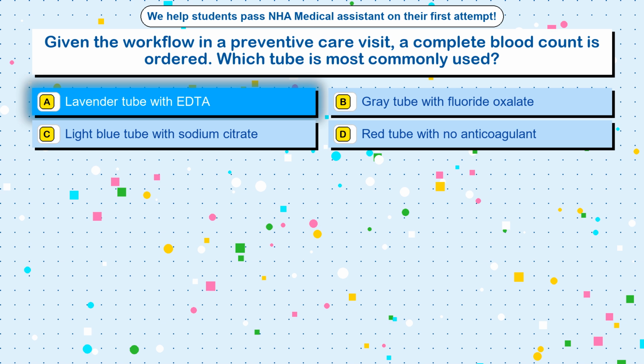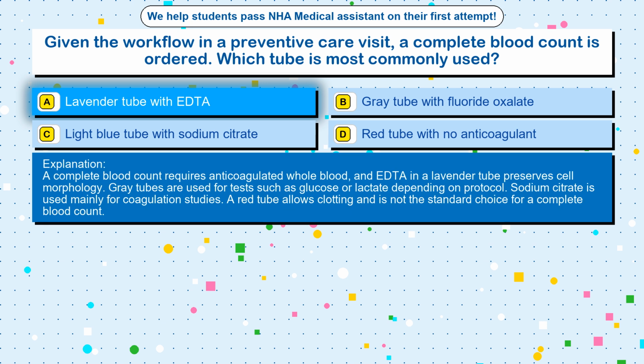The correct answer is option A, lavender tube with EDTA. A complete blood count requires anticoagulated whole blood, and EDTA in a lavender tube preserves cell morphology. Gray tubes are used for tests such as glucose or lactate depending on protocol. Sodium citrate is used mainly for coagulation studies. A red tube allows clotting and is not the standard choice for a complete blood count.